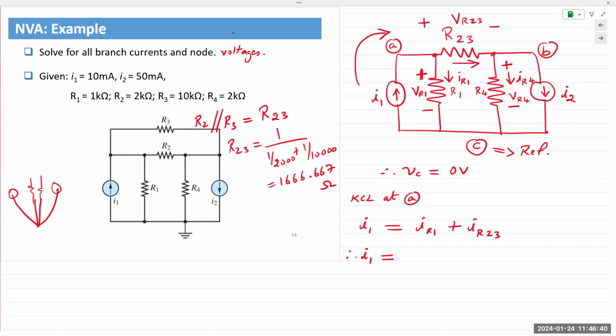But I would take IR1 and express it using Ohm's law as VR1 divided by R1 plus VR23 divided by the resistor R23. That's the second step of applying Ohm's law. And then the third step is, of course, expressing each resistor voltage in terms of the node voltages. I'll wait until students catch up.